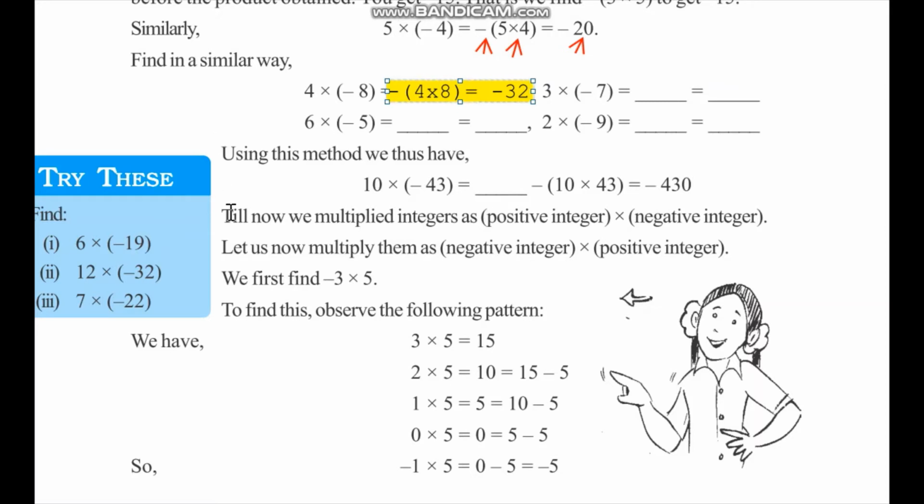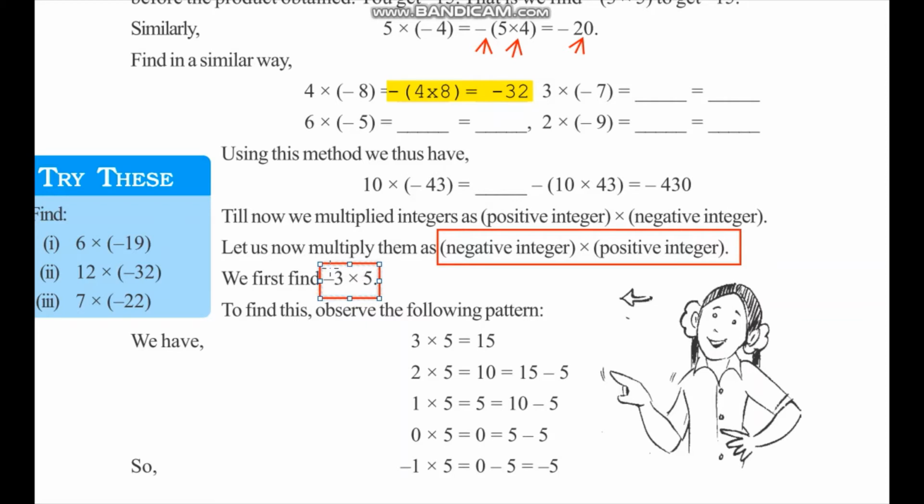That is, using this method, we have 10 times minus 43 is equal to the negative of 10 into 43, that is minus 430. Till now, we multiplied integers as positive integer times negative integer. Now let us try to multiply them as negative integer times positive integer. We first find minus 3 times 5.